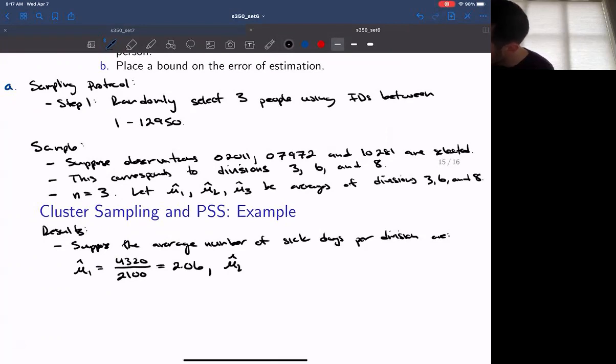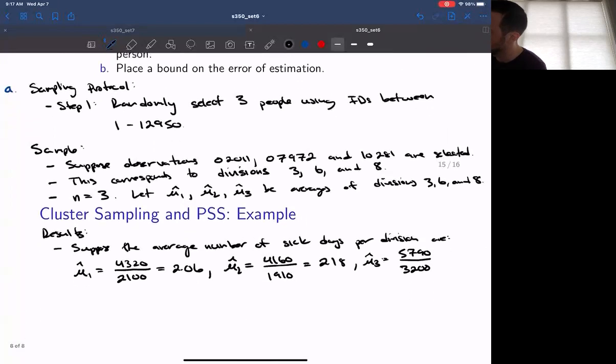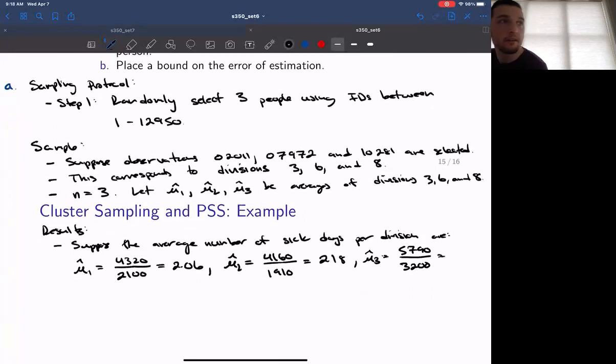For division 6, our total number of sick days is 4,160 divided by the division size, which is 1,910. So that gives us 2.18. And then for the third division, the 8th division, the total number of sick days is 5,790, divided by the division size, which is 3,200. And that gives us 1.81.